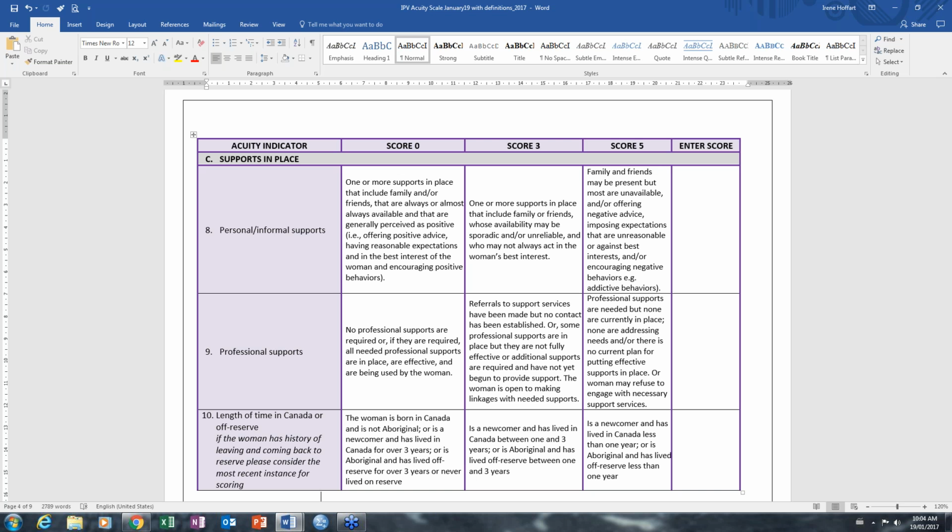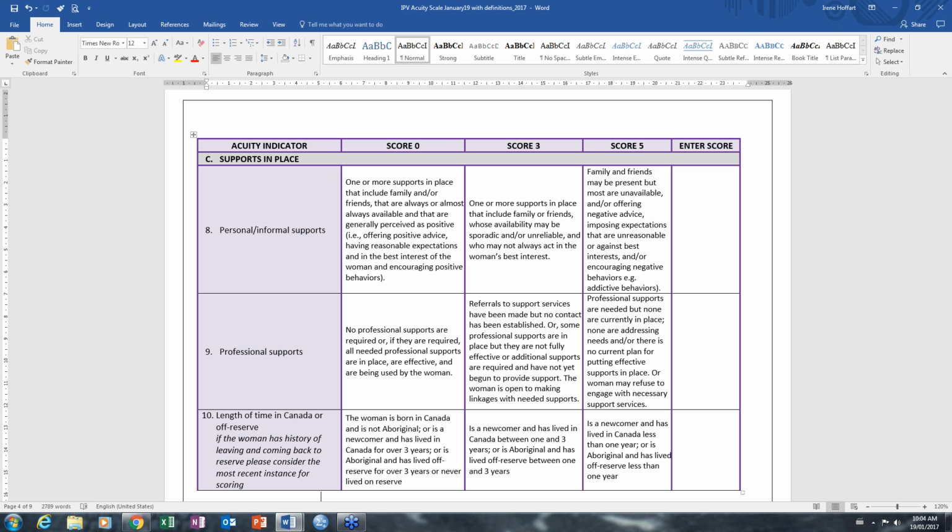Okay, so then length of time in Canada or off reserve. Initially we just had length of time in Canada for newcomers. But through the conversation with your shelter directors, they said this is also relevant to Indigenous women, because living on reserve is also living in a different culture, obviously, and not as much in mainstream Canada. And when you leave the reserve, you lose all the support network you might have developed. So that's why we put both of those here.